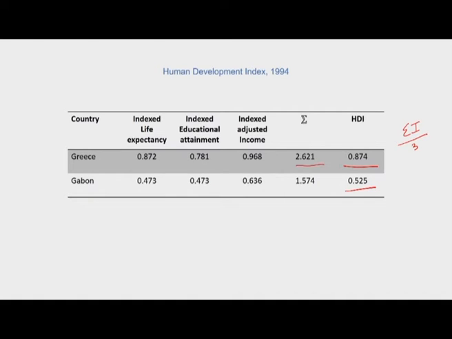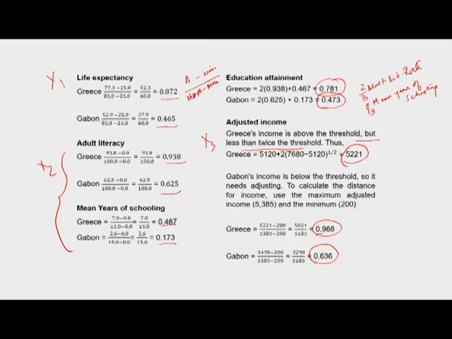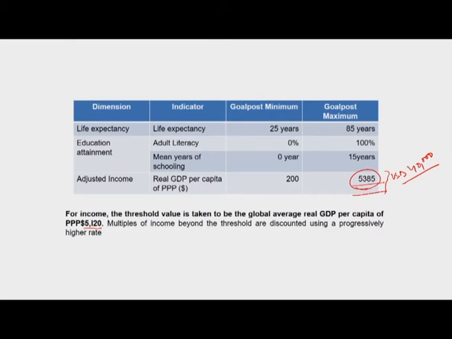And of course, Greece's HDI is much higher than that of Gabon, which means Gabon has a lot of catching up to do in terms of human development achievements as far as Greece is concerned. So the differences between the 1994 HDI computation compared to 1990 are primarily two. One is the addition of mean years of schooling along with the adult literacy rate.